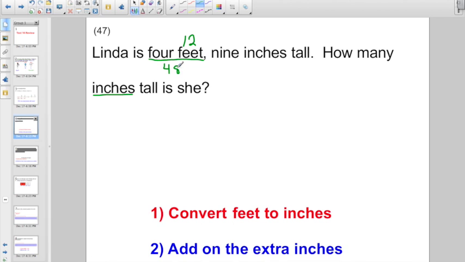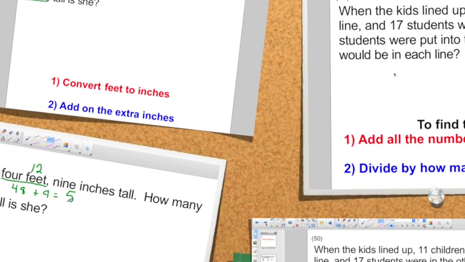But that's not the final answer because she's 4 feet and another 9 inches. You got to go and add on the extra inches. So how tall is she? She is a total of 57 inches.